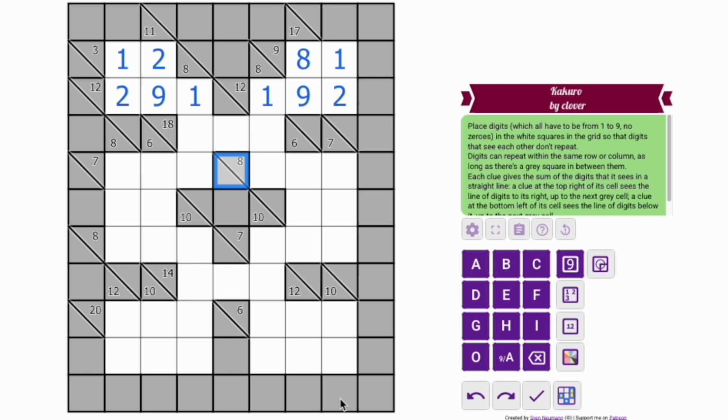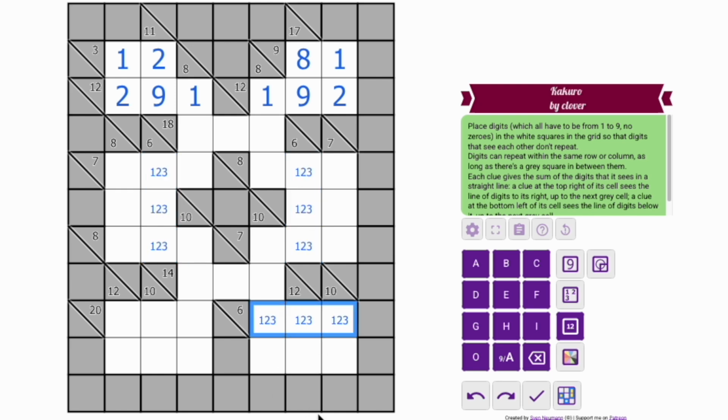Before I puzzle that out, I'm going to look for some more easy stuff. I see some 6s in 3 cells. The only way you can do that is 1, 2, 3 in some order. So I'm just going to pencil mark that in on all these 6s.